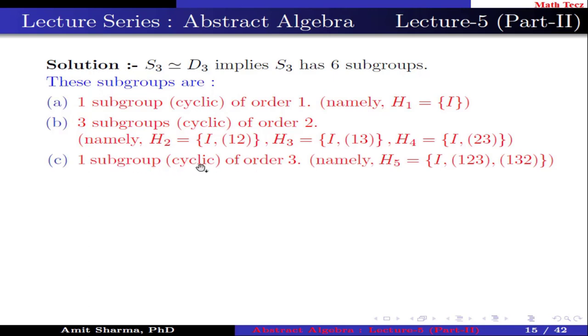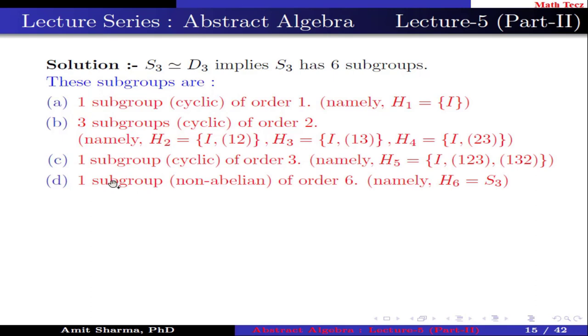1 subgroup which is cyclic of order 3, and the subgroup is H5 containing the elements identity, (1 2 3), (1 3 2). 1 subgroup which is non-abelian of order 6, and the subgroup is H6, which is equal to S3.